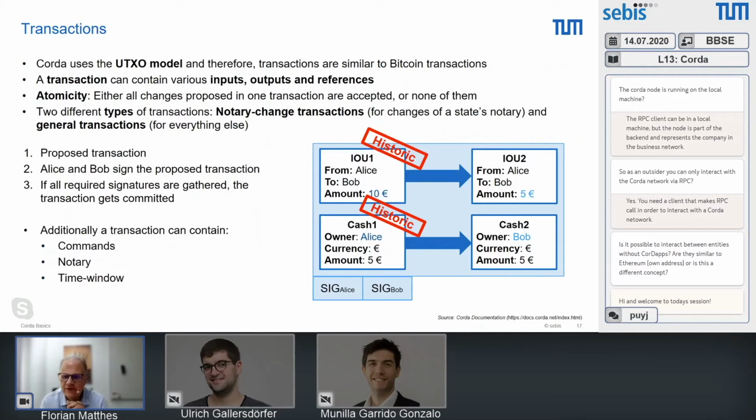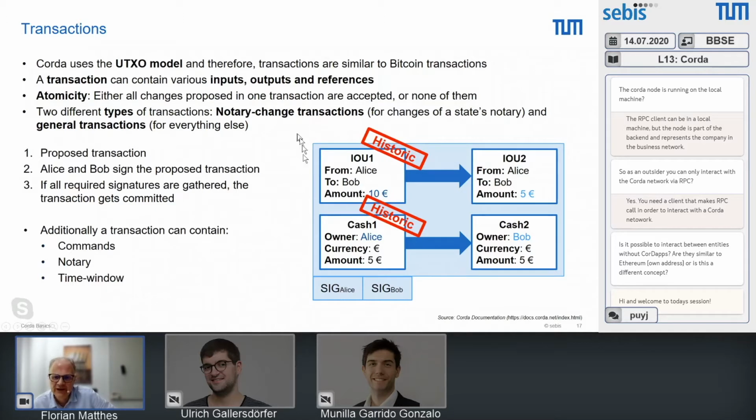So what is now a transaction? A transaction is nothing else than more or less an operation which takes states and produces new states, or one state and produces a new state, or multiple states and does an atomic operation which converts all these states into new states. So therefore a transaction, which is defined as this box here, is something which has to be agreed and signed by a certain number of parties, depending on the conditions which are associated with the states.